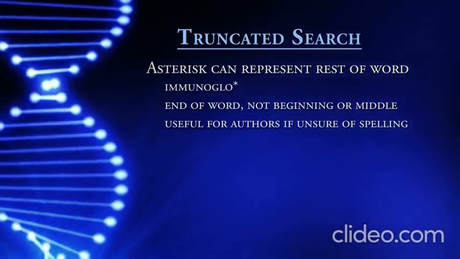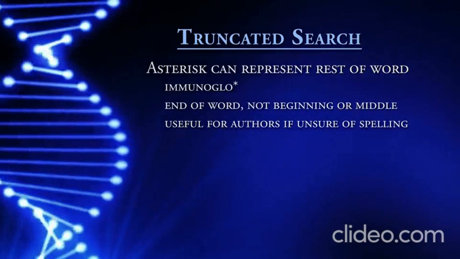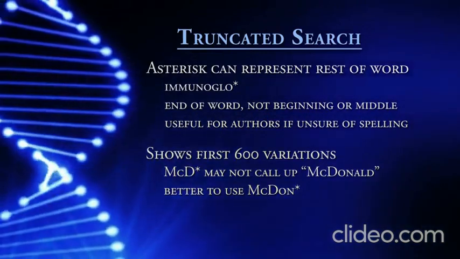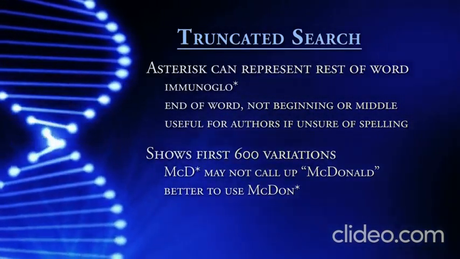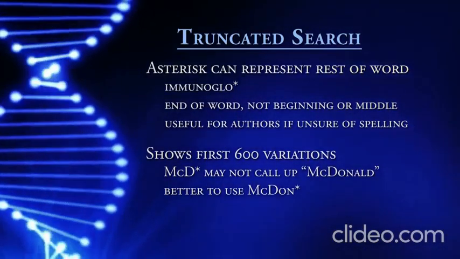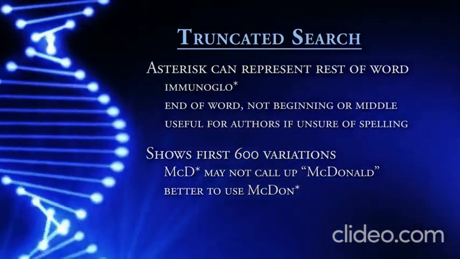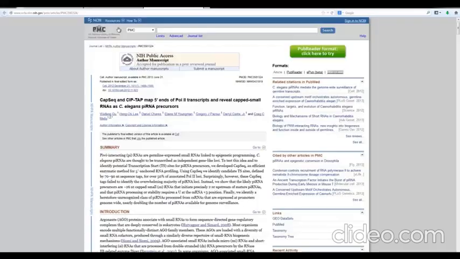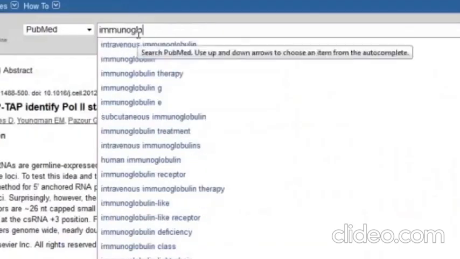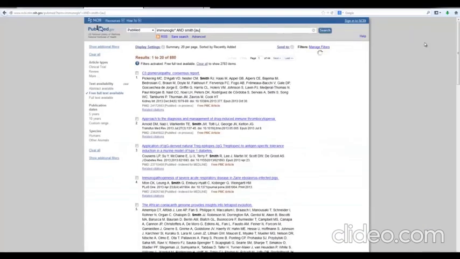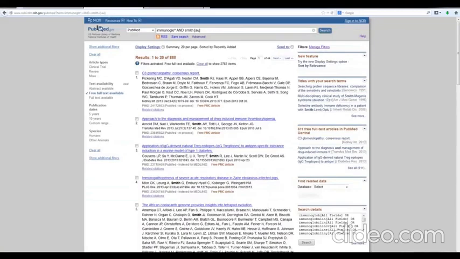It's also very useful for an author name if you don't know the spelling. However, there is a limitation. It only shows the first 600 alphabetic variants. For instance, if you are using the name McDonald, and you're not quite sure if it's McDonald or McDonaldson, then it is better to type MCDON star than just MCD star. Put in as much of the spelling as possible. An example of that particular type of search is to type immunoglobulin star and Smith bracket AU. I now get papers on immunoglobulin and immunoglobulins.